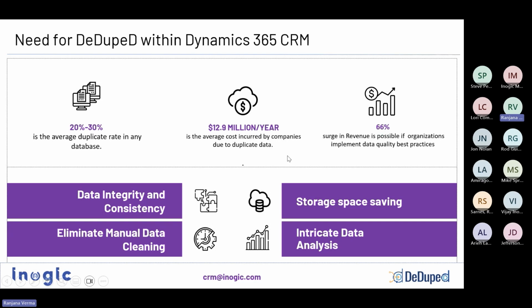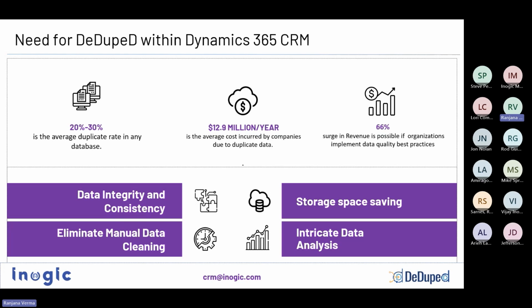Over a period of time, big companies, MNCs, usually face a loss of somewhere around 13 million a year because of this redundant or duplicate data, right? On the contrary, if you clear those up, there is a possibility of a 66% surge in your revenue if you just maintain that data quality, right?